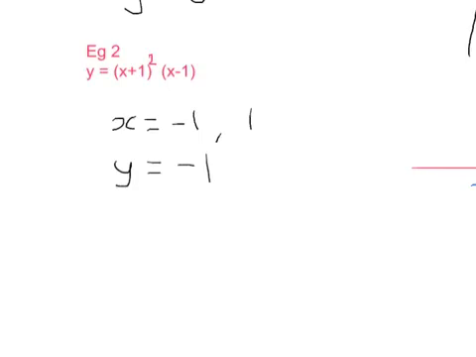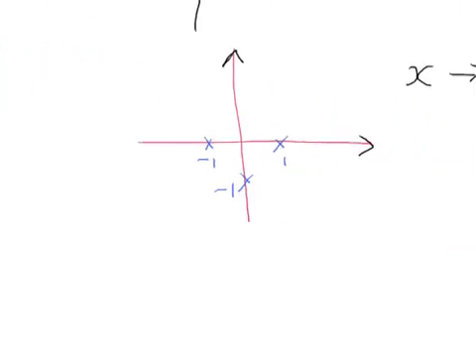Now that's quite useful, because now I can see that at this value here, this point here, where x is 2, is going to give me a value of 9. So that shows me the shape of the graph.